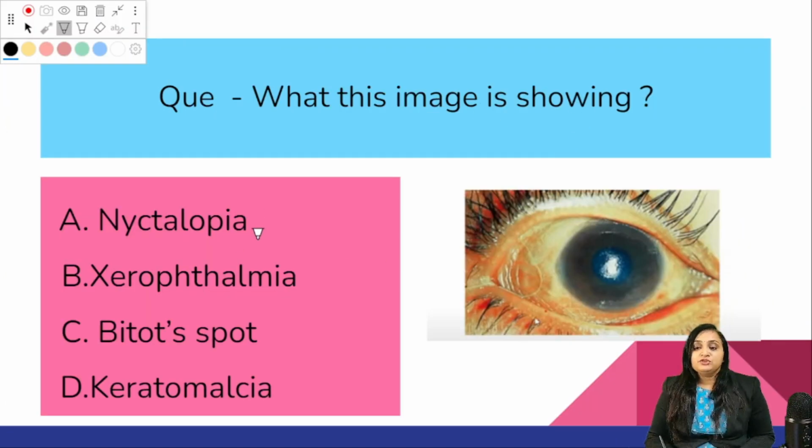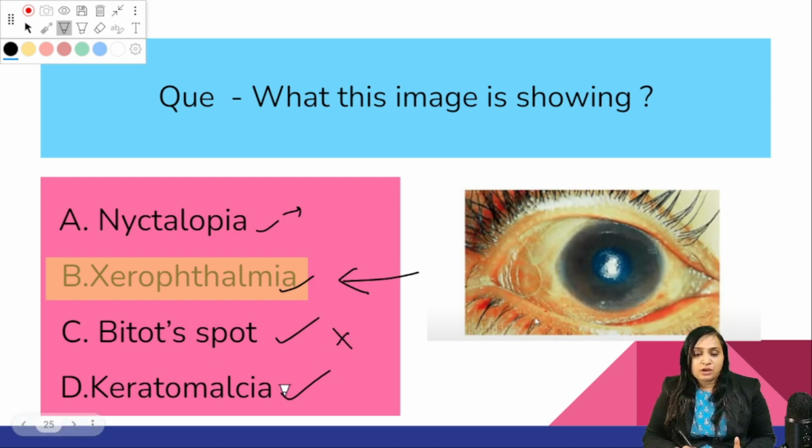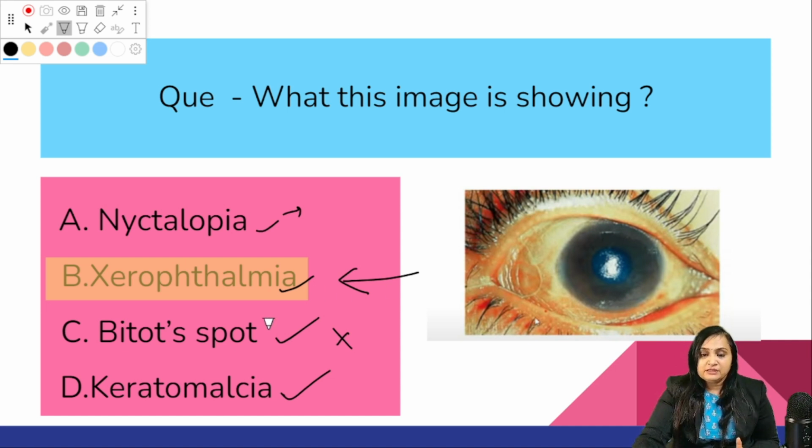What is this image showing? Is it nyctalopia? Is it xerophthalmia? Is it Bitot spots, or is it keratomalacia? The correct answer is option B, xerophthalmia. Nyctalopia is night blindness. Xerophthalmia is a group of signs and symptoms, a spectrum of eye disorders due to vitamin A deficiency. So whatever we are seeing here, a dry eye, dry cornea, dry conjunctiva, is called xerophthalmia. Here there is no visibility of Bitot spots, so this is also out, and keratomalacia is not seen because keratomalacia is ulceration and liquefaction of the cornea. So that is not seen. So the correct answer is option B.